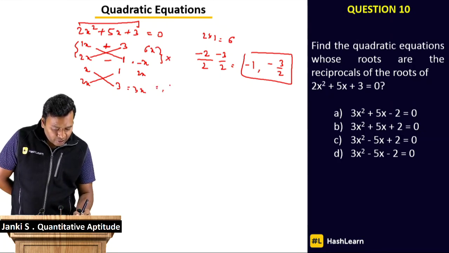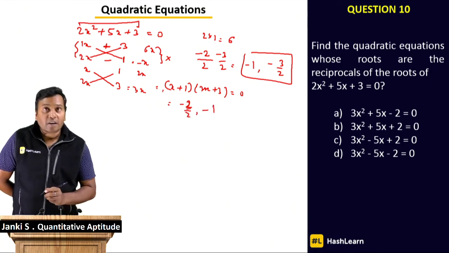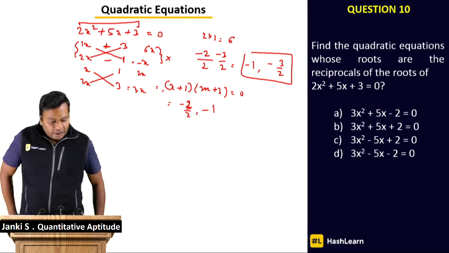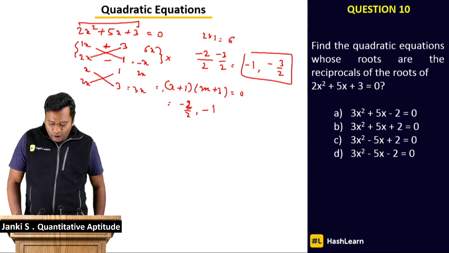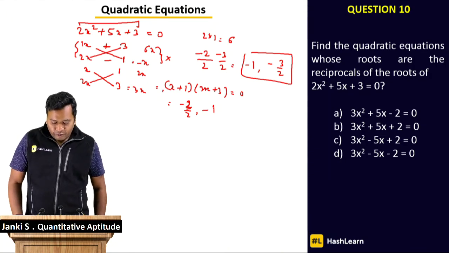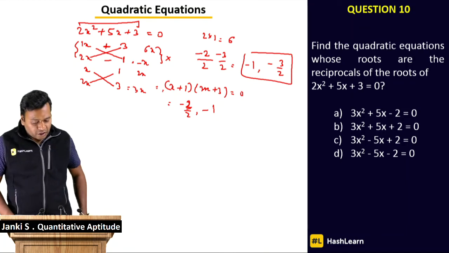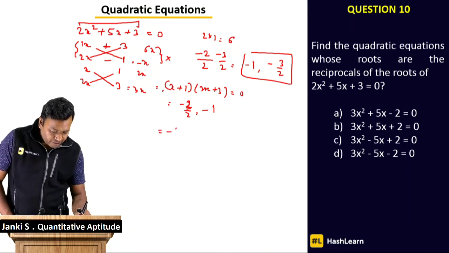So I can write the value as (x + 1)(2x + 3) = 0. That means the roots are nothing but -3/2 and -1 are the roots available here, right? So now I want the reciprocal of this. If I want the reciprocal of the roots, my reciprocal of the roots are what? It's nothing but -1 itself, and it's nothing but -2/3, right?